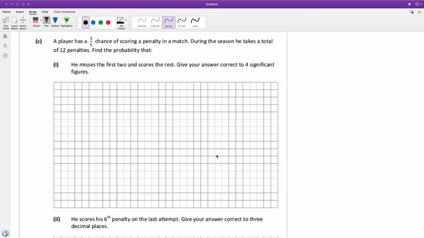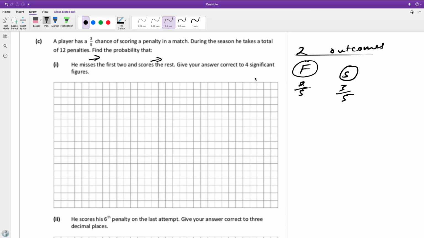Alright, boys and girls, let's have a look at it. So, a player has a 3 over 5 chance of scoring a penalty in a match during the season. He takes a total of 12 penalties. Find the probability that he misses the first 2 and he scores the rest. 2 outcomes. What am I thinking? Bernoulli, exactly. So, what is the probability of failure? 2 over 5. What's the probability of success?